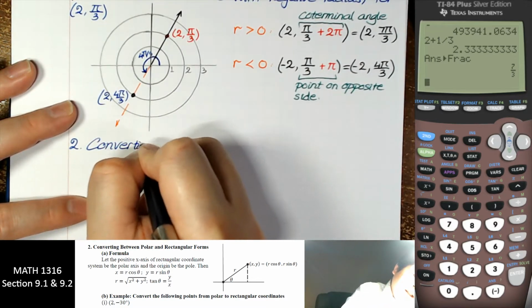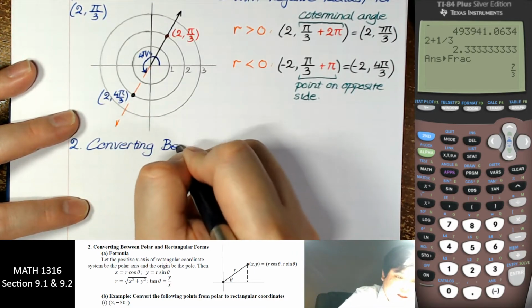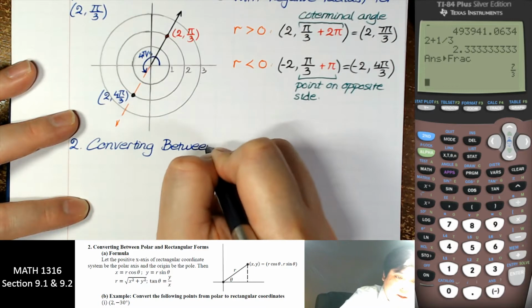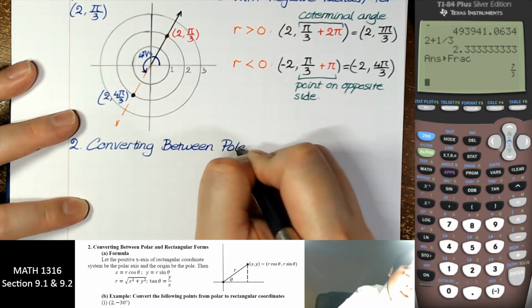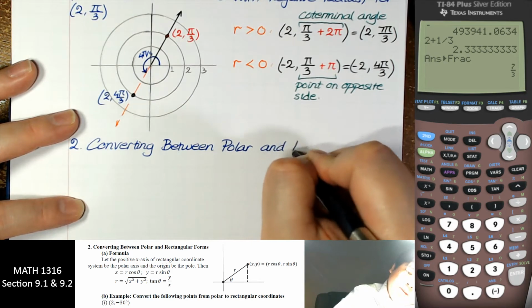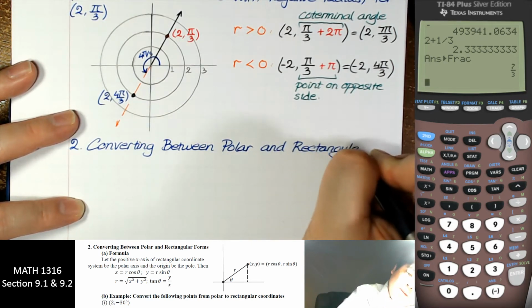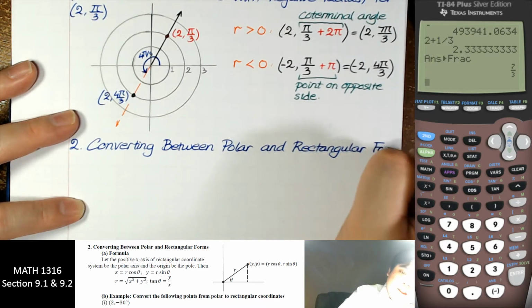Right, second part. Converting between polar and rectangular form.